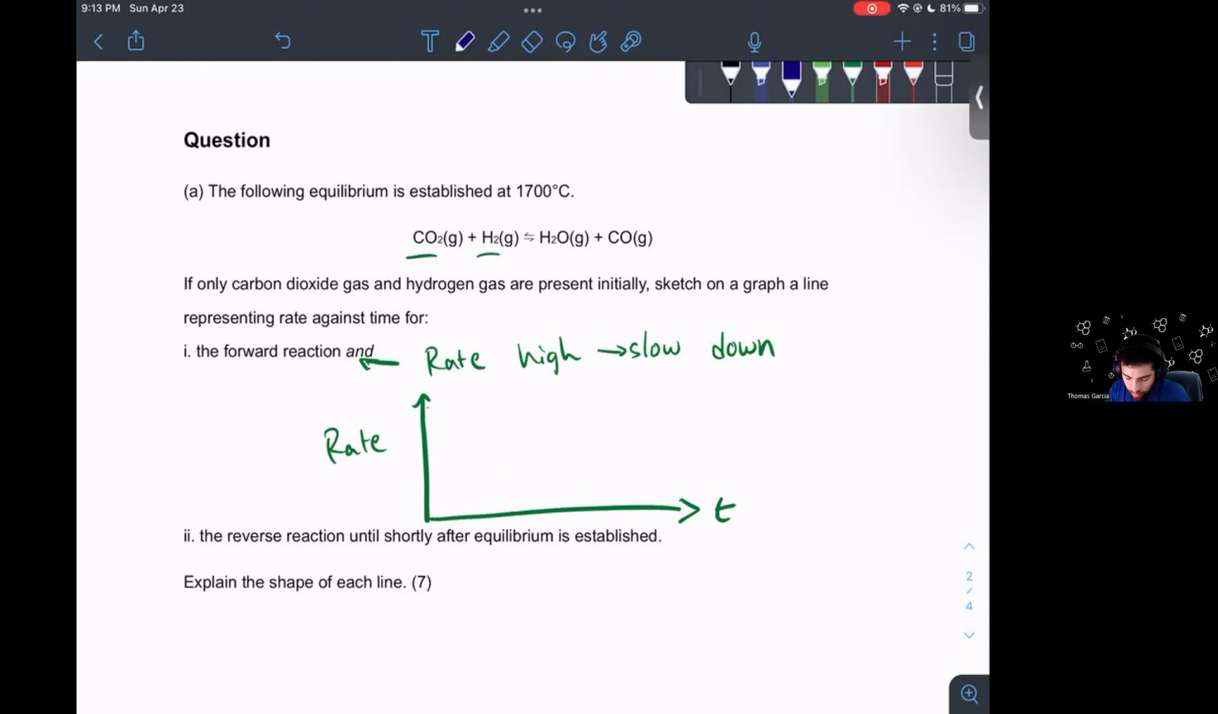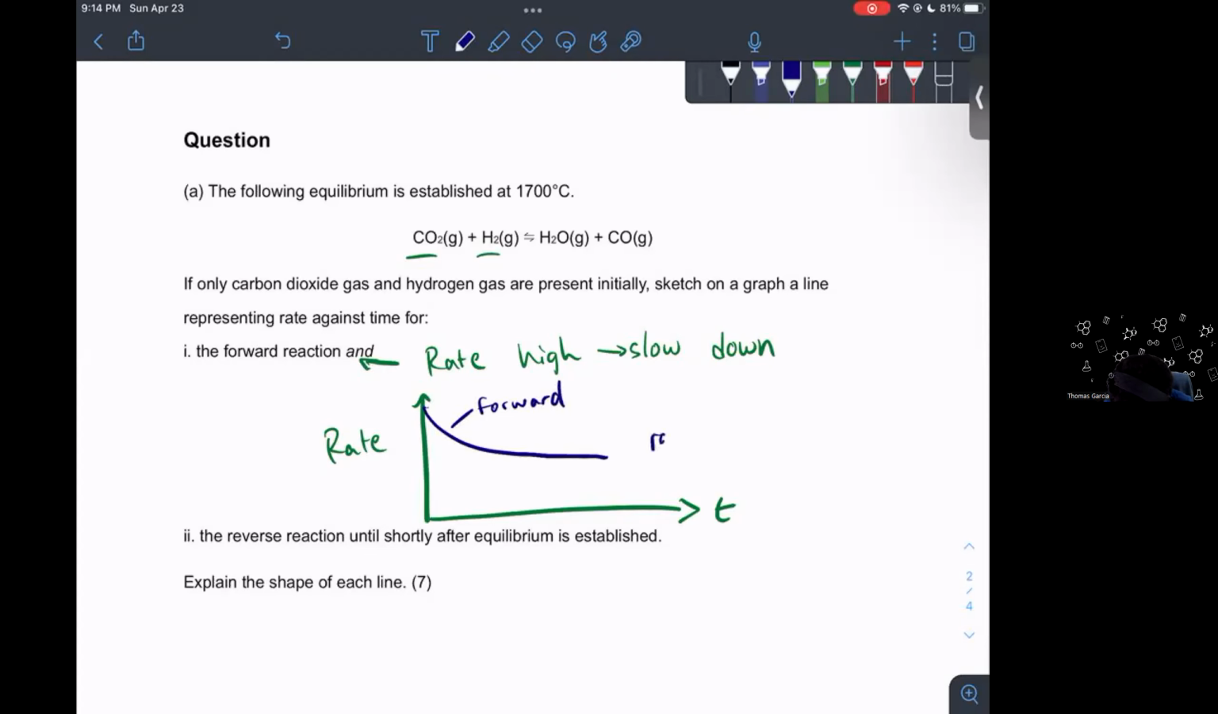I want to redraw that a little better. Eventually the rate's going to level out. Oh, sorry, one more time. I'm just not happy with this. There we go. So the rate's going to start fast and then go slow and level out. This is our forward reaction. You'll notice the rate doesn't go to 0.